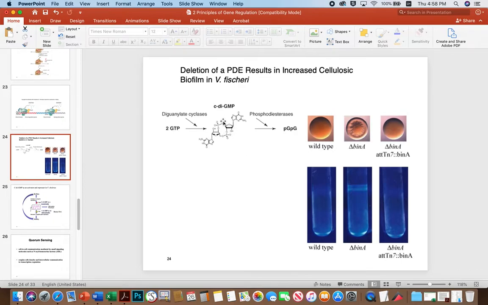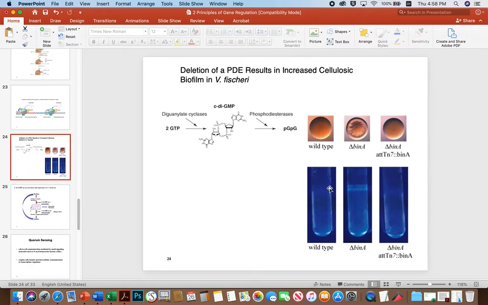So imagine just cutting this phosphodiester bond right here. So again, the diguanylate cyclase activates the biofilm formation, and the phosphodiesterase represses it. And so in this particular set of panels, you see the wild type. Here's a colony of the wild type bacteria, nice and smooth. It looks like a little Nilla wafer cookie.